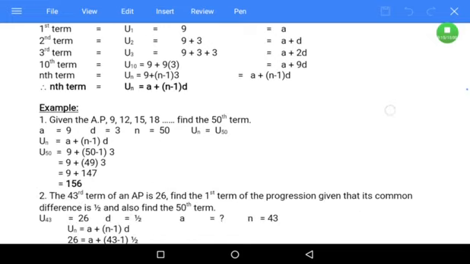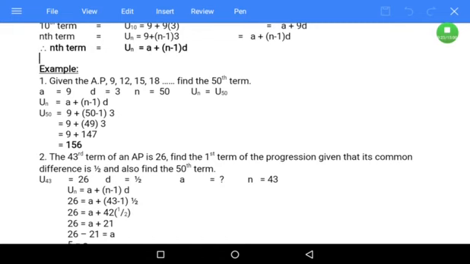Alright, so let's take one example. Please master this formula. It is very, very important. For example 1, it says, given the AP 9, 12, 15, 18, up, we don't know the rest. Can you see that? An indefinite sequence. Find the 50th term.